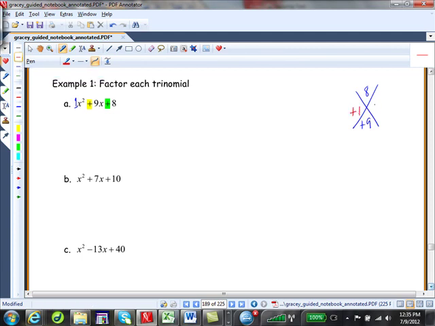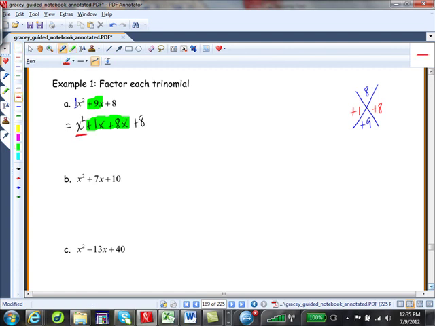Positive 1 and positive 8. So now what we do is we rewrite this as x squared plus 1x plus 8x plus 8. Instead of having 9x, I'm going to go ahead and erase these. So instead of writing this 9x, we write plus 1x plus 8x. And then we factor by grouping.